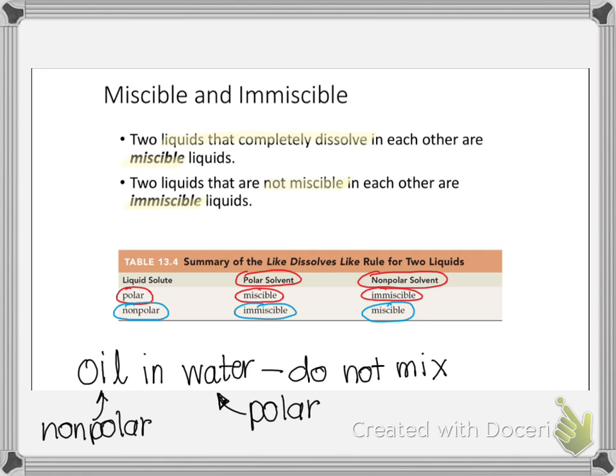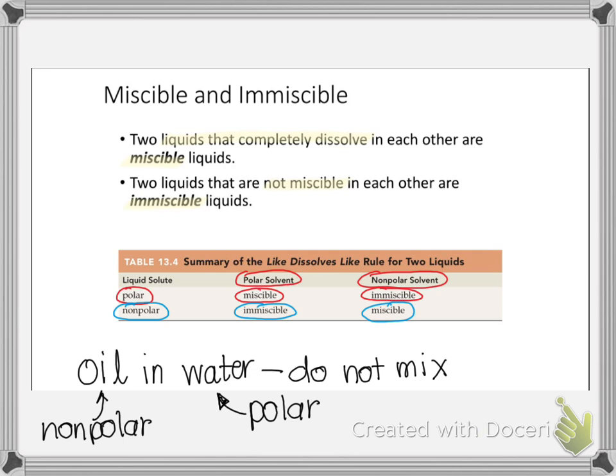Oftentimes in biological sciences, they don't say polar, non-polar. They say hydrophobic and hydrophilic. So hydrophobic means it doesn't like water. Chemicals that don't like water in general are non-polar chemicals, right? Because water is polar. Hydrophilic compounds are things that like water. So they tend to be polar substances or even ionic substances.